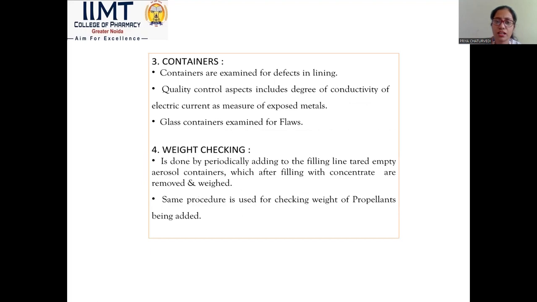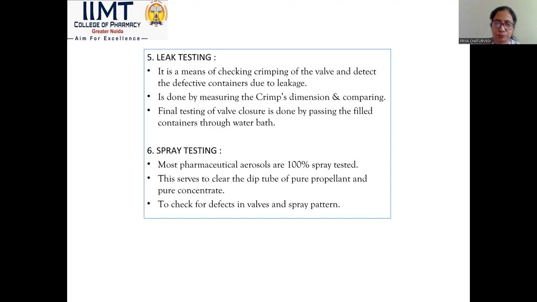Containers are examined for detecting defects in the lining. Quality control aspects include degree of conductivity of electric current as a measure of exposed metal. Glass containers are examined for flaws. Weight checking is done periodically, adding tared empty aerosol containers to the filling line, which after filling with concentrate are removed and weighed. The same procedure is used for checking the weight of the propellant being added.